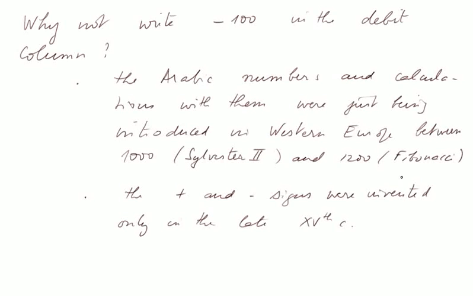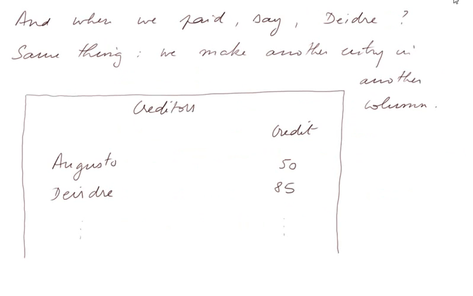And these were precisely the times of the invention of double entry accounting. On top of that, the signs that we are very familiar with, plus and minus, were invented only in the late 15th century. So at the time of invention of double entry accounting, they just did not exist. And anyway, the columns debit and the other one are very convenient to mean pluses and minuses.